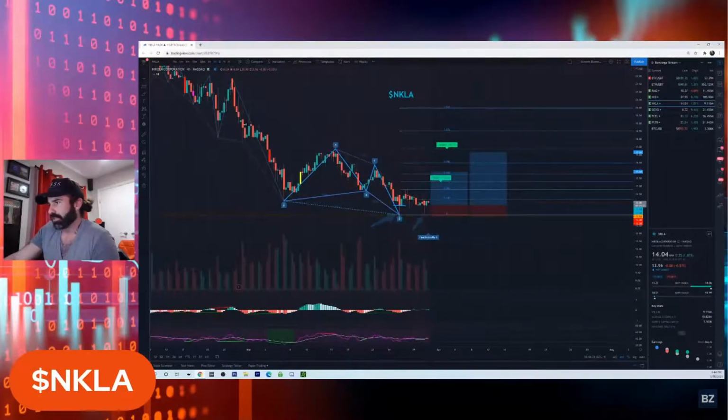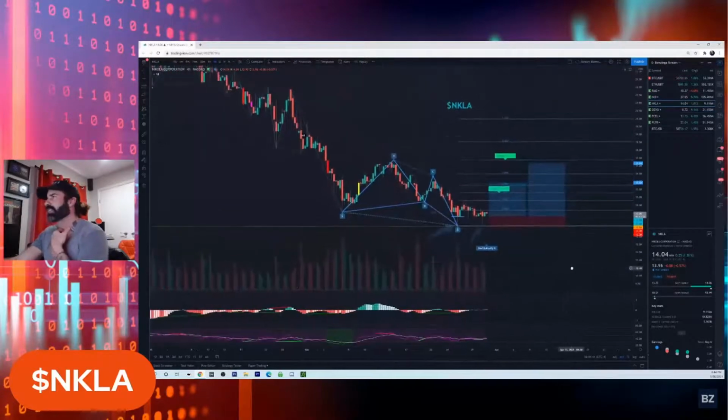BTC, I'm biased when it comes to Bitcoin because I wouldn't say a maximalist by any means, because I'm in a lot of altcoin trades right now. Ethereum is one of them.